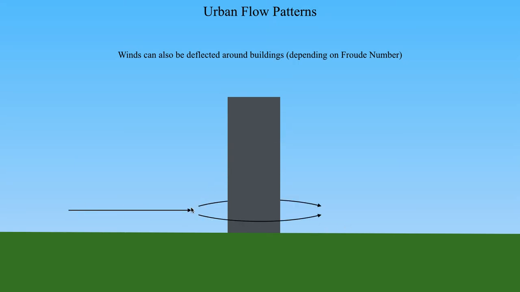So the wind goes toward the building, it's deflected around the building, and this is usually the case if you have a really stable atmosphere. And in the process of doing so, you don't get as much turbulence. You can still get turbulence from this, but it's not going to be as intense. So higher Froude number, again, tends to give you stronger turbulence. Lower Froude number tends to give you less turbulence.